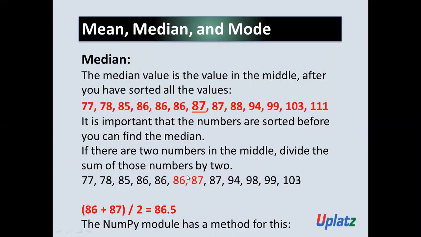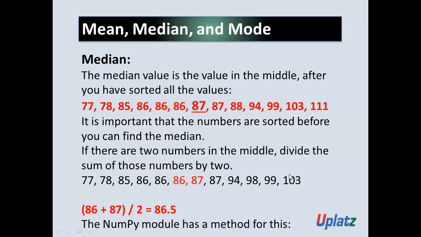Then what is the middle term? What is the middle value, or what is the median? So see here, you need to consider these values, 86 and 87. If there are two numbers in the middle, divide the sum of those numbers by 2. So consider these two values.